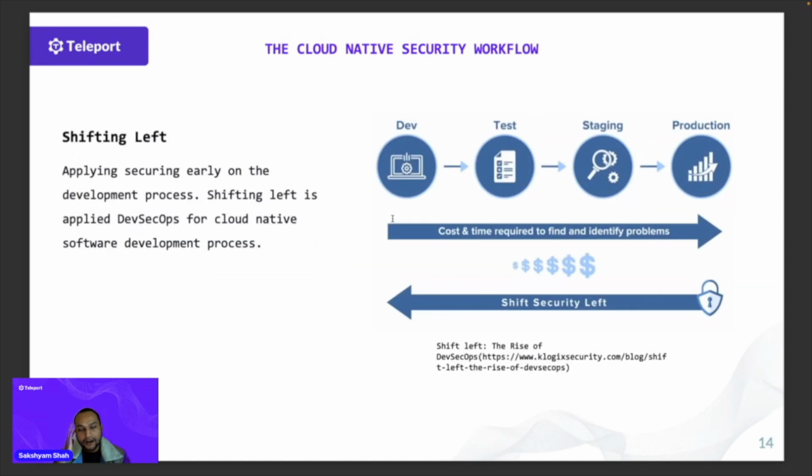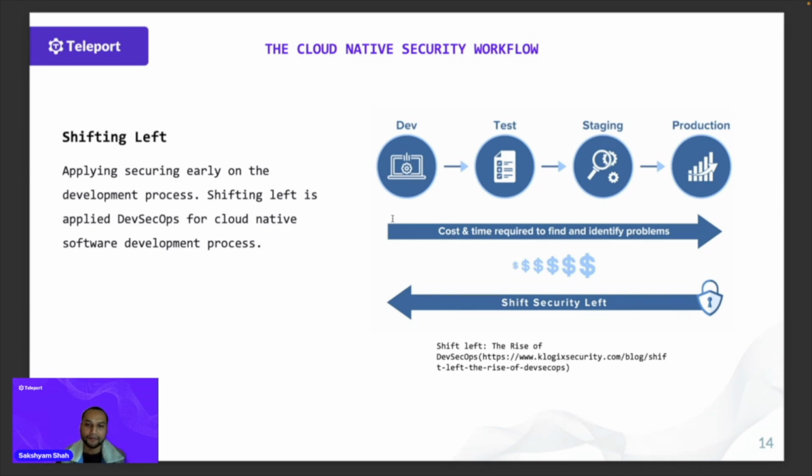Now, besides the differences, there are a few new workflows coming up with cloud native security that are being popularly used. The first one is shifting left. Shifting left means applying security early on in your application development and delivery process.